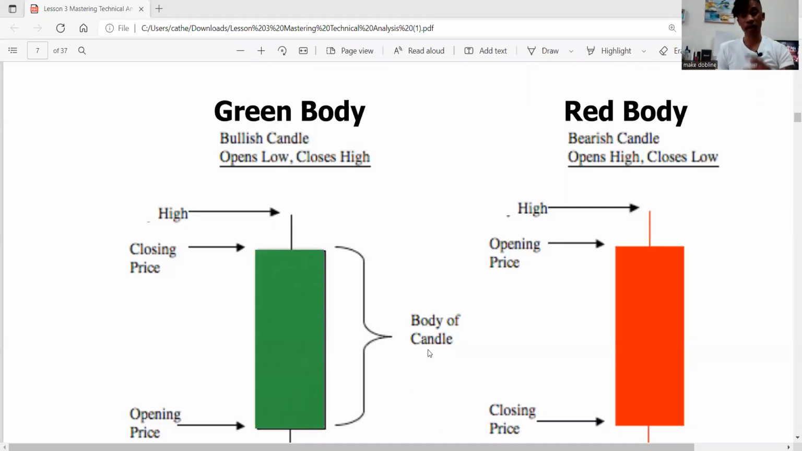5 most powerful candlestick patterns. 5 most powerful candlestick patterns in FX, Forex markets.